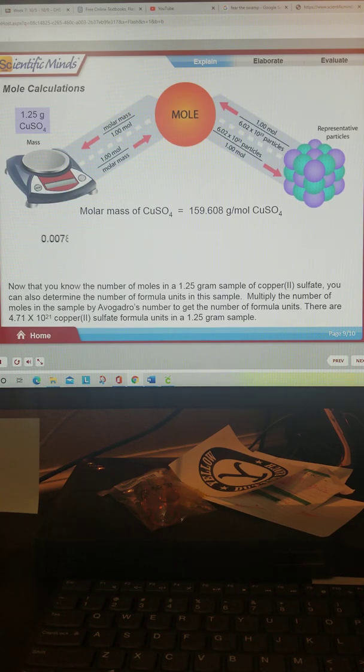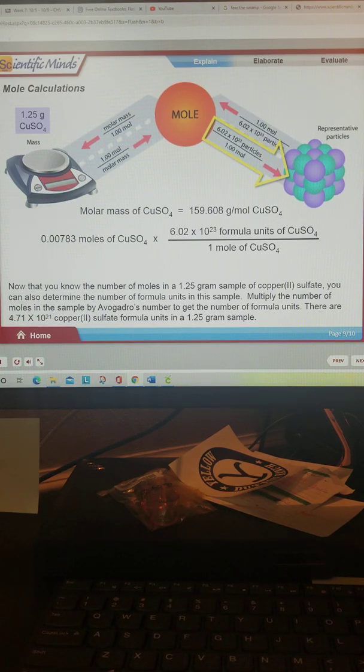Now that you know the number of moles in a 1.25 gram sample of copper 2 sulfate, you can also determine the number of formula units in the sample. Multiply the number of moles in the sample by Avogadro's number to get the number of formula units. There are 4.71 times 10 to the 21st copper 2 sulfate formula units in a 1.25 gram sample.